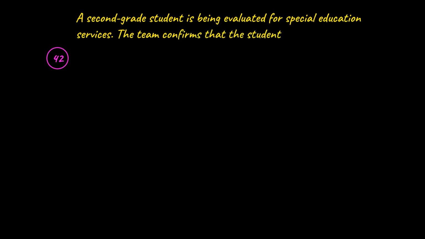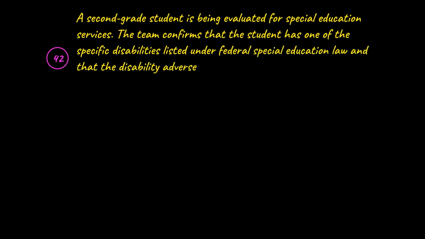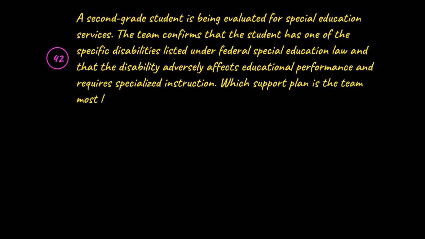Question 40 asks, a second grade student is being evaluated for special education services. The team confirms that the student has one of the specific disabilities listed under federal special education law, and that the disability adversely affects educational performance and requires specialized instruction. Which support plan is the team most likely preparing?